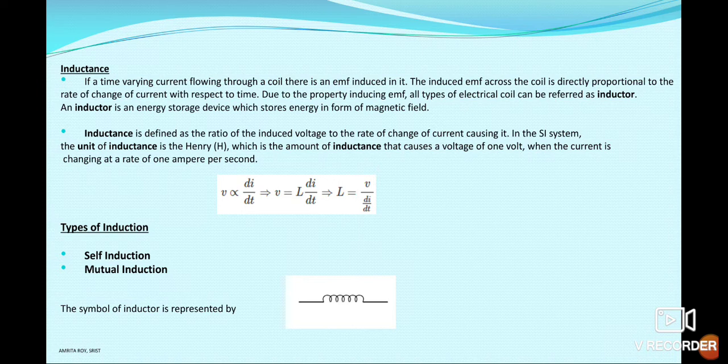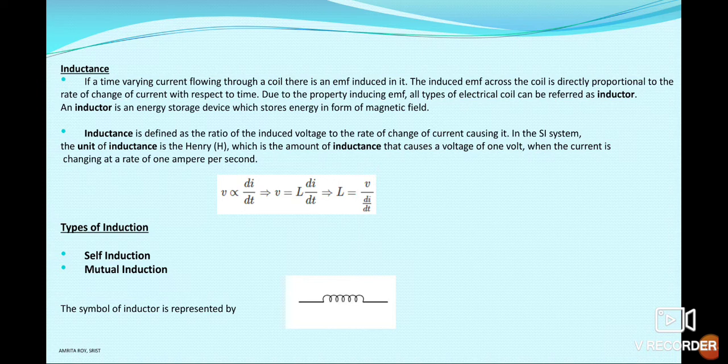Inductance is defined as the ratio of induced voltage to the rate of change of current causing it. In the SI system, the unit of inductance is Henry, which is the amount of inductance that causes a voltage of 1 volt when the current is changing at a rate of 1 ampere per second. So we can see the relation as V proportional to di by dt, that is V is proportional to the rate of change of current. So we will bring a proportionality constant capital L. So L is the inductance here, so we can rewrite it as L equals V divided by di by dt.